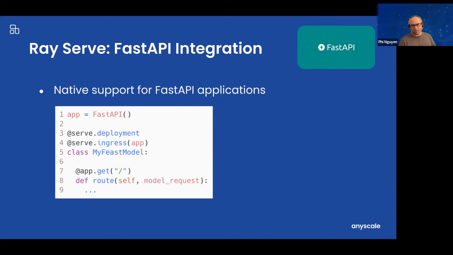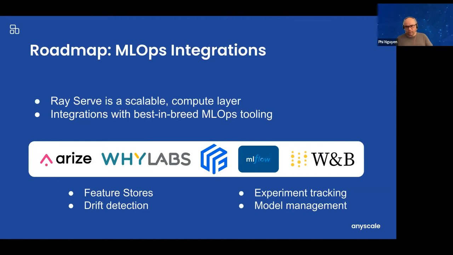So, RayServe is really focused on the inference logic and pipeline and compute, right? And obviously, there's a lot more to it when you need to deploy a machine learning model in production. And so, we're going to be focusing on creating all the integration with other best-in-breed MLOps tooling that are out there, right? So Arize and WhyLabs for ML monitoring, Feast, obviously, for online feature store, and as well MLflow and Weights & Biases for model registry.